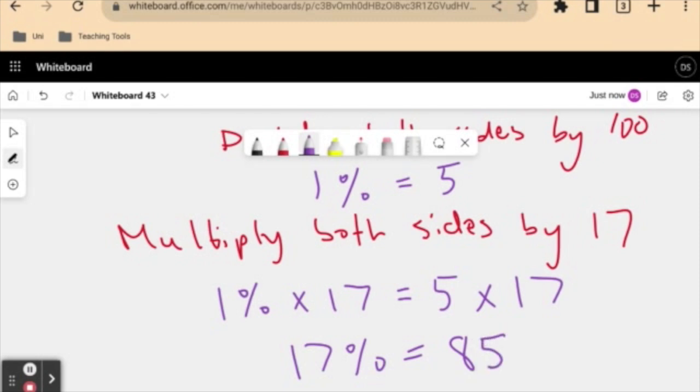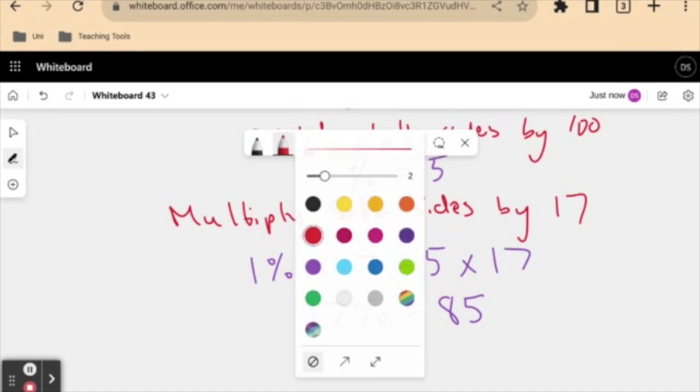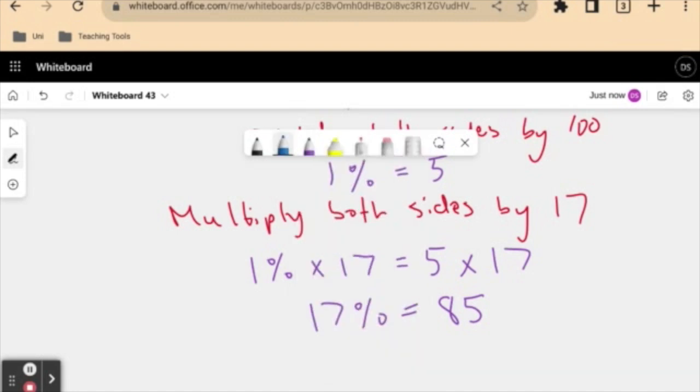85. And you can check this answer by doing the other method that we did before for finding percentages of a quantity. You can actually check that to verify that. But let's actually think about what we've done here. In doing both of these operations, we first divided by 100 and we multiplied by 17. But that's exactly what we did when we took percentages of a quantity.